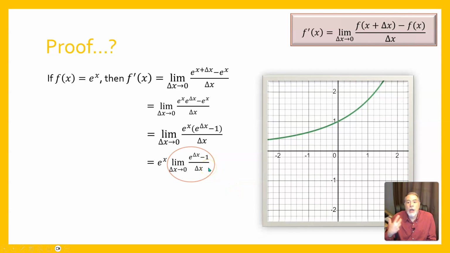If you draw a graph of the function e to the delta x minus 1 over delta x, just y equals e to the x minus 1 over x, and look at the y coordinate when the x coordinate is 0, it looks like it's 1. If you plug in a value of delta x that's close to 0, you get a value that's close to 1. So it's at least believable that this limit does turn out to be 1. And that would mean that the derivative does turn out to be e to the x times 1, or just e to the x.